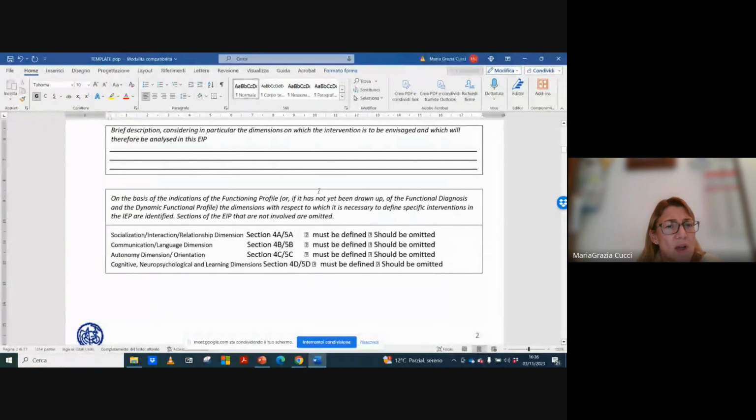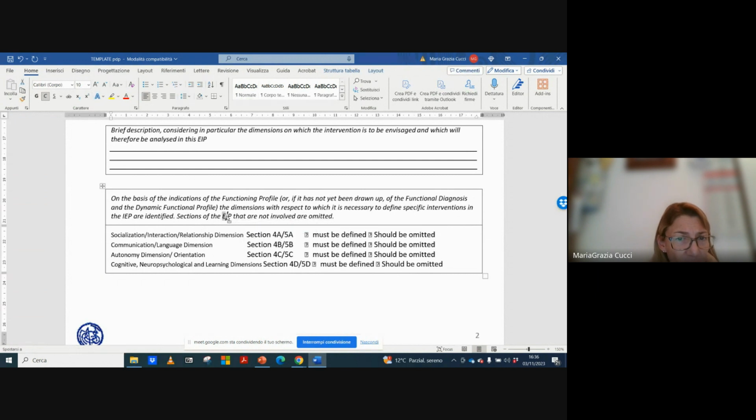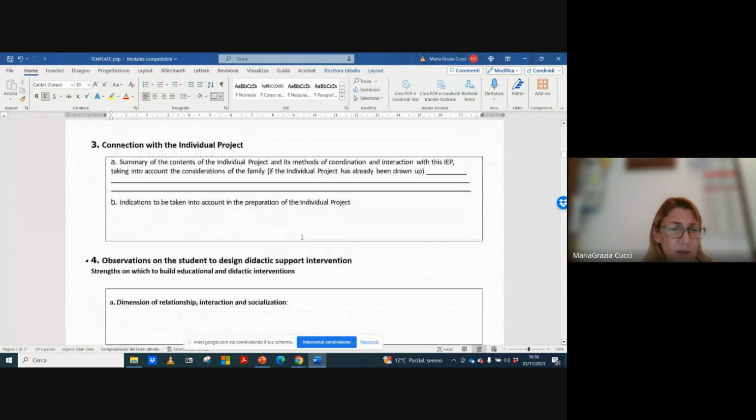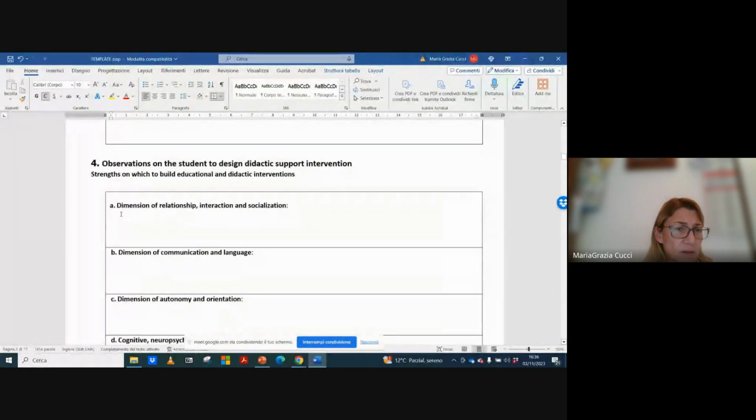On the basis of what you have seen, the dimensions with respect to which it is necessary to define specific interventions in the individual educational plan are identified. The sections that are not involved are omitted. So, for instance, socialization, interaction, relationship dimensions are defined in sections 4A, 5A. What are these numbers? They are exactly here: 4A, 4B, 4C.